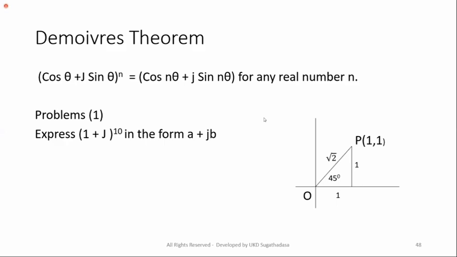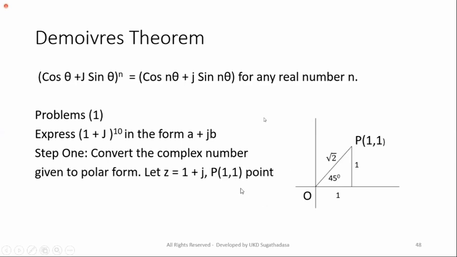The first step is to convert the complex number to polar form. Step 1, convert the complex number, right? First, you have to plot the point: 1, 1. Z is 1, 1. This is the modulus, the value, the argument. This is the polar form.